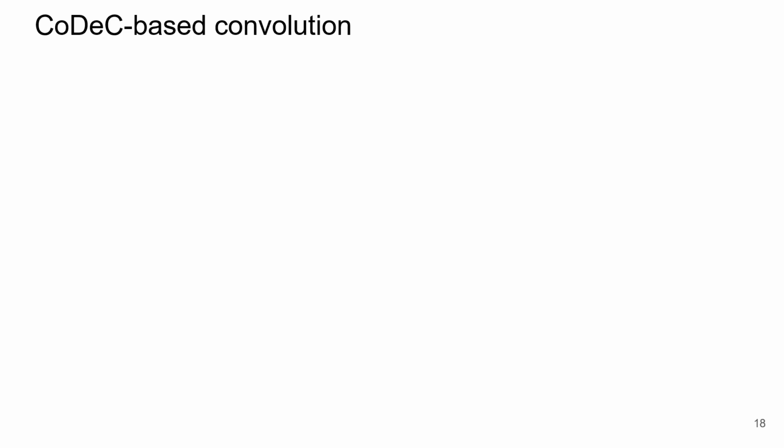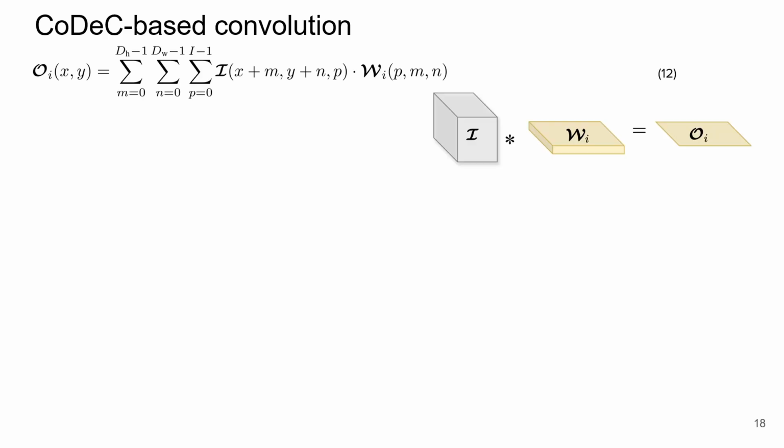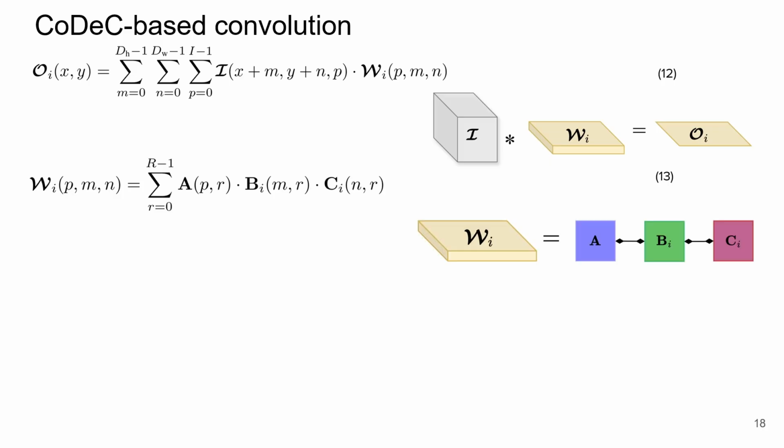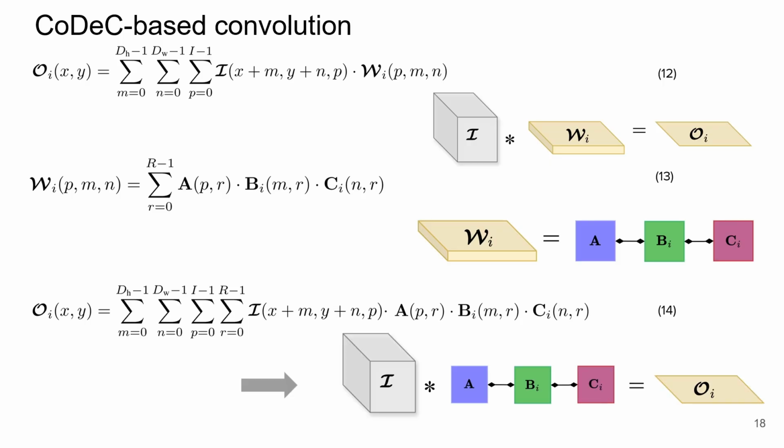original convolution. In the original convolution, the input is convolved with each filter to generate the corresponding output feature map. We jointly decompose the filters to obtain the factor matrices A, B, and C. By substituting equation 13 into equation 12, we obtain a new CPD-based approach to compute the convolution in equation 14. This approach involves a sequence of mappings using factor matrices instead of high-order tensors.